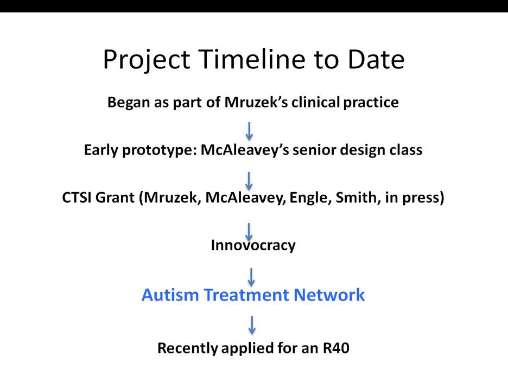We got a grant through the Clinical and Translational Science Institute. Through that grant, we were able to develop a more innovative device and pilot that out using single subject research. Got another grant through Innovocracy. This is all small N work up through the grant through the Autism Treatment Network, and that's what I'll share with you a little bit today. And Steve and I and colleagues from Ohio State and Vanderbilt, we just applied for an R40. So just to give you a brief timeline on where we're at, today I'll talk to you about what's in blue there, the ATN. Next slide, please.